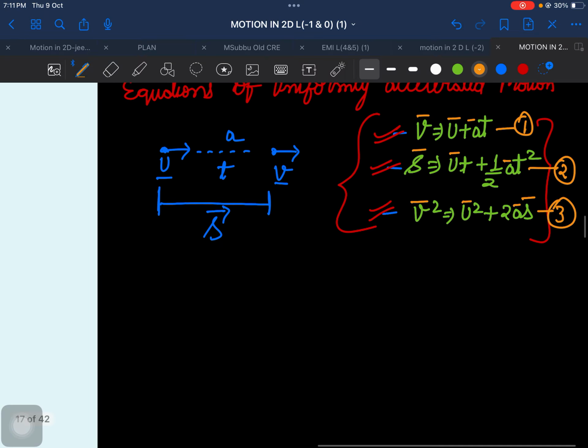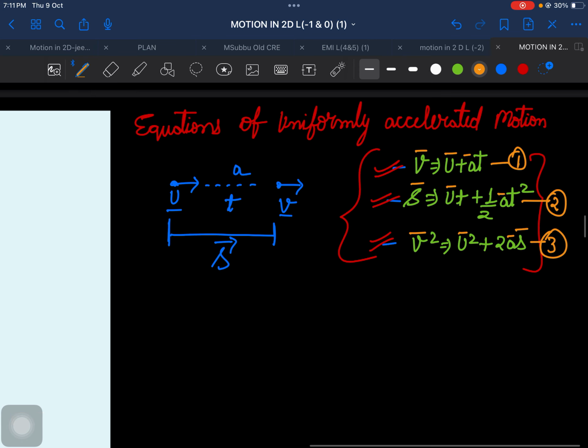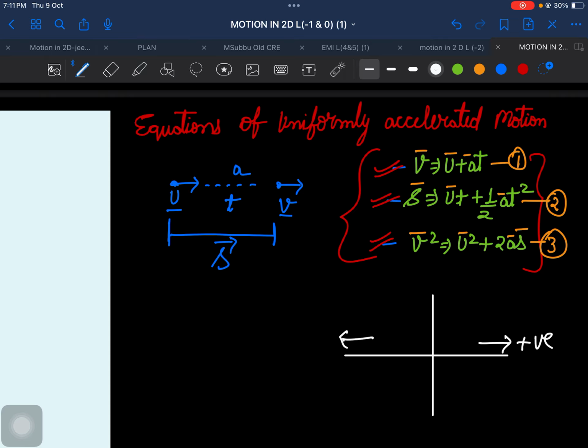We have to define a sign convention here also, right? So I am defining a sign convention, and you have to follow this everywhere. This is your y-axis, this is your x-axis. Whatever quantity is in the direction of the positive x-axis will be positive, in the negative x-axis will be negative, in the positive y-axis will be positive, and in the negative y-axis will be negative. That's it, a simple sign convention, right? We'll use this sign convention everywhere. If you have defined any other sign convention, you can use that.